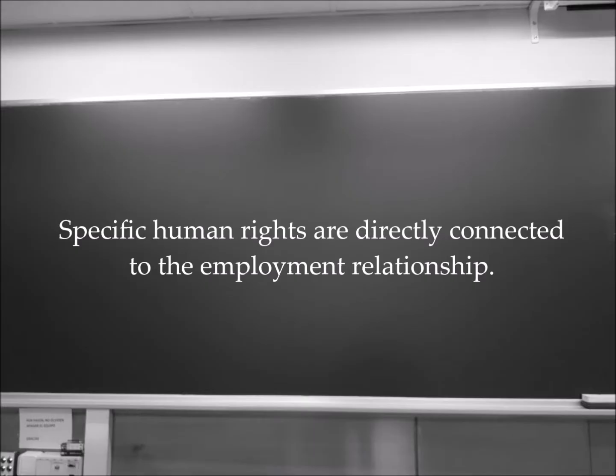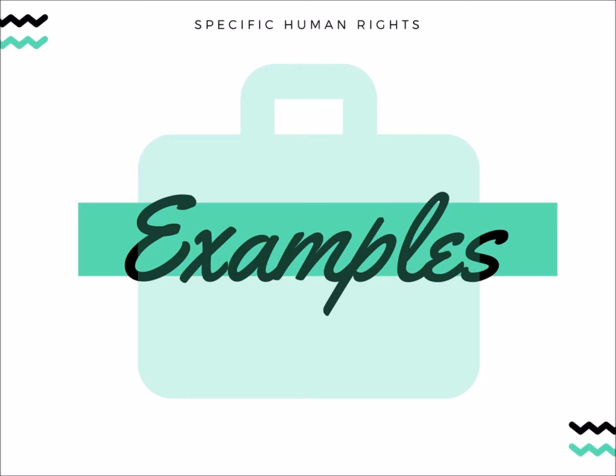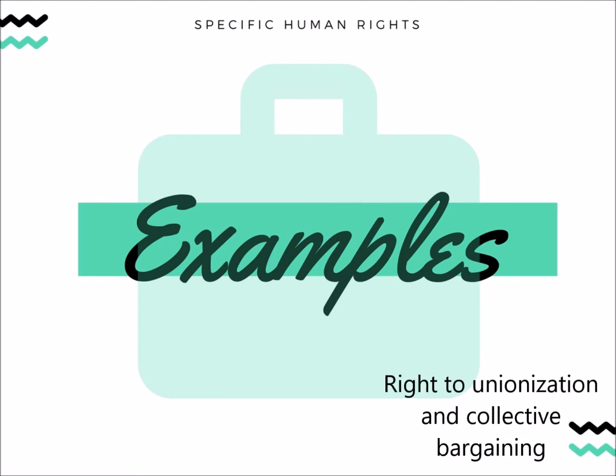Specific human rights are directly connected to the employment relationship. For instance, a big one, contained in Article 35 of the Spanish Constitution, is the right to work. Some examples of specific human rights are a right to receive payment, strike, periods of rest, unionization, and collective bargaining.